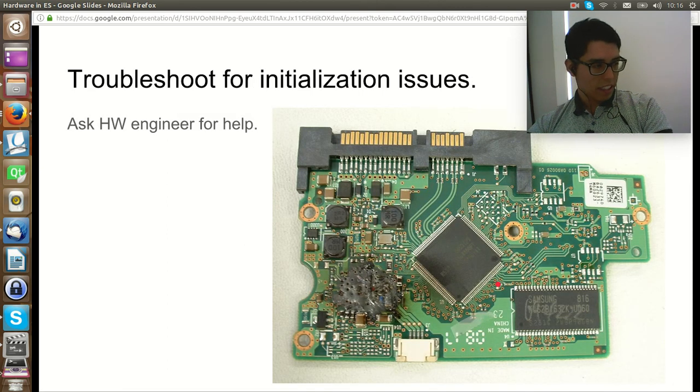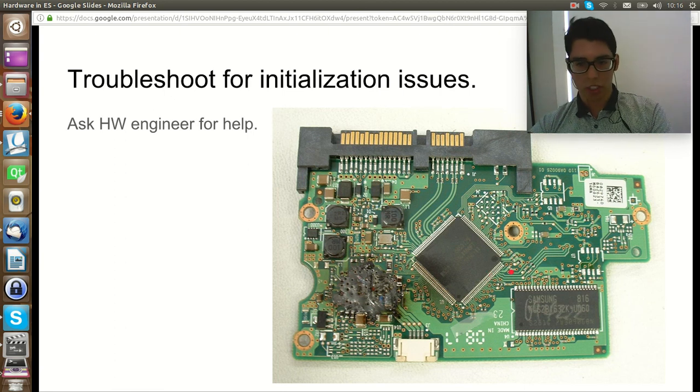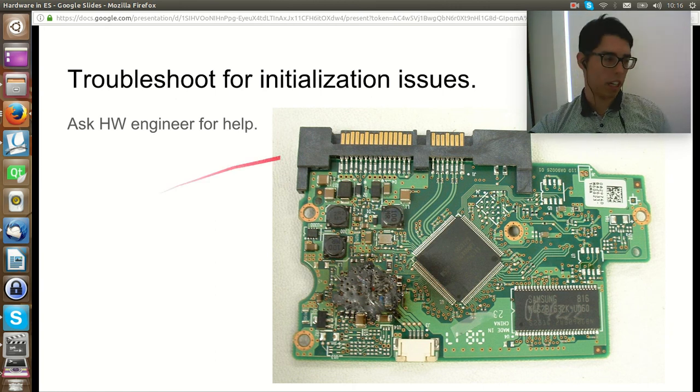The last slide is regarding troubleshooting for initialization issues. The first one is that you need to make sure that the processor and the RAM are receiving the required voltage. The second is that you need to check the clock signal is running. The third one is you need to check that the processor is coming out of reset properly. Next, check that the watchdog is not resetting the processor, and the last one is to make sure that the interrupt pins are pulled up high.